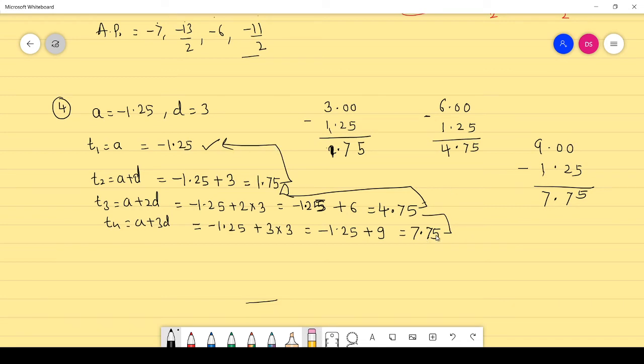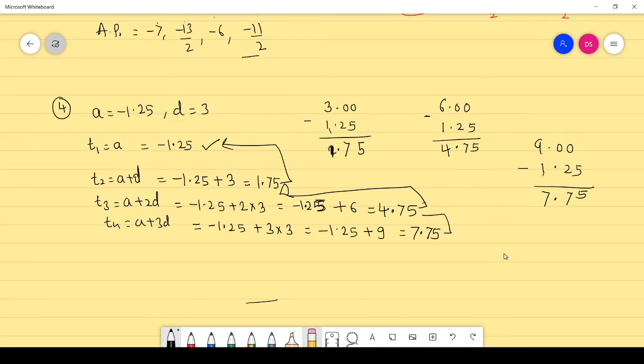Is it? 7.75 minus 4.75, again 3, because 7.75 minus 4.75, the 0.75 will cancel to 0. 7 minus 4, 3. Okay, 4.75 minus 1.75, the 0.75 will cancel to 0. 4 minus 1 is 3, and then again you will get the same term, right? So here also you will get the same common difference.